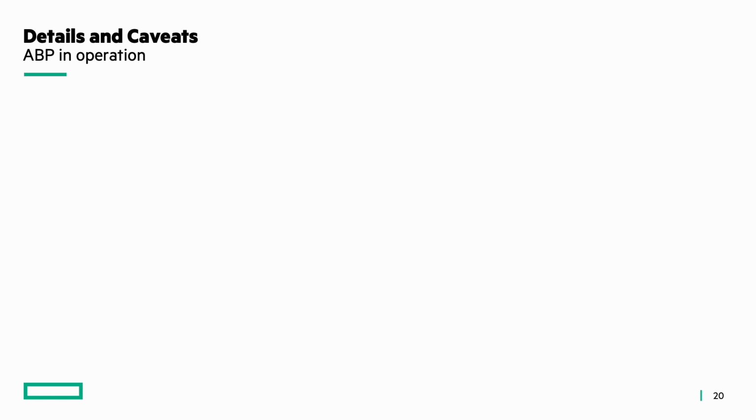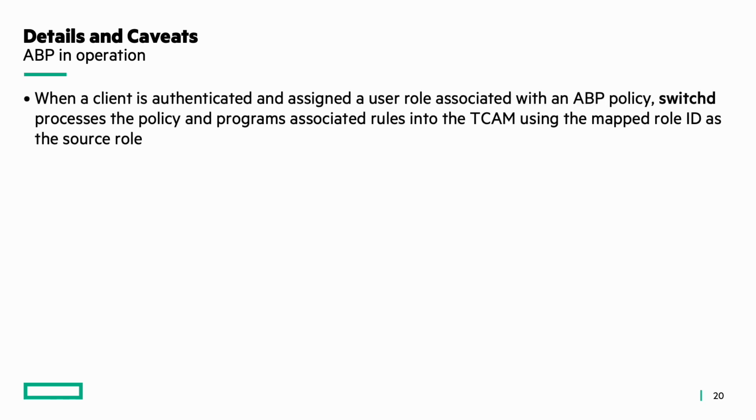So now let's talk about how these components work together to apply app-based policy to user traffic. When a client is authenticated on the switch and assigned a user role associated with an app-based policy, the switch daemon will parse the policy and program all associated rules into the switch TCAM, using the role ID mapping as the source role ID for rule lookups.